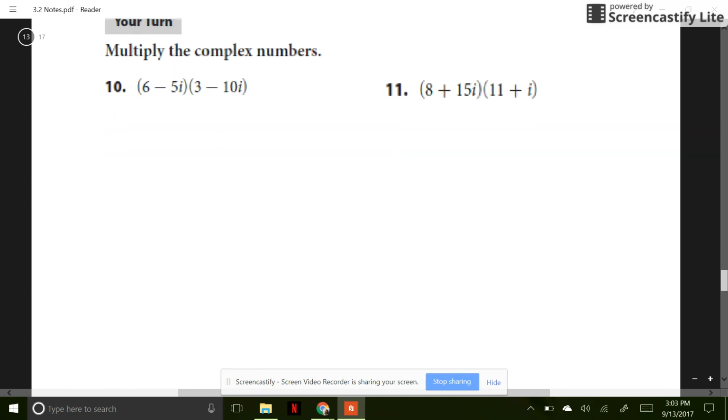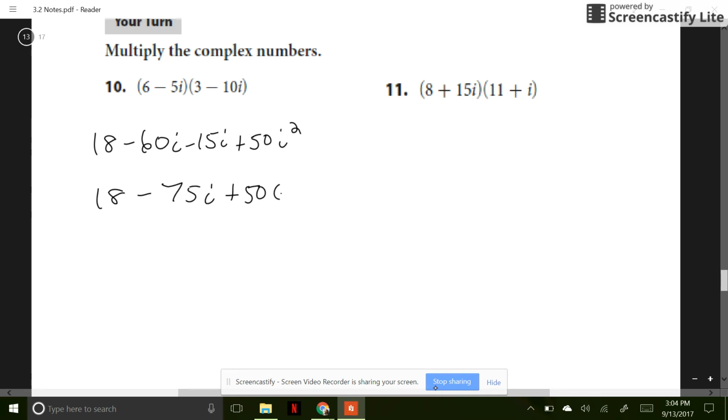So let's do some multiplying. So first terms, 6 times 3 is 18. Outside, minus 60i. Inside, minus 15i. And then the last terms, plus 50i squared. So I go ahead and in this step, I combine my i's already. Now I say my i squared is -1. So now I take the -50 plus the 18 to get -32 minus 75i.